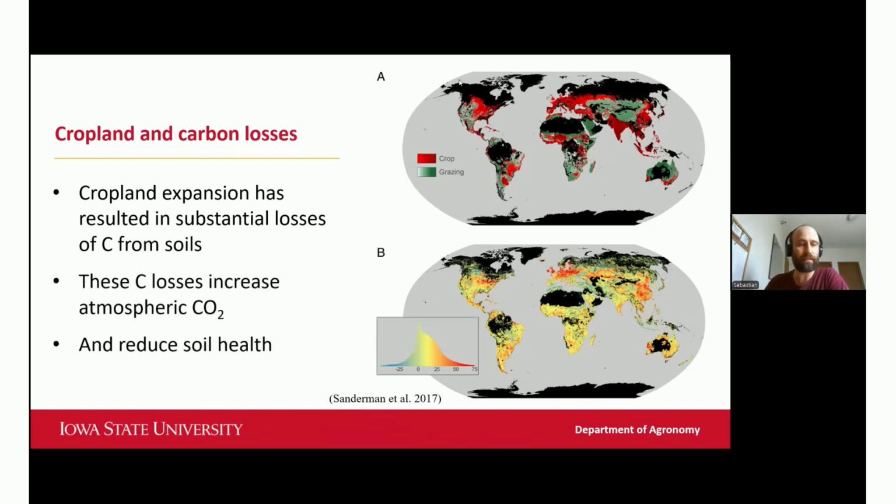And this has two important consequences. One is that the carbon losses increase atmospheric CO2, and this promotes climate change. And the other one is that when we lose carbon from soil, we reduce the soil health, because carbon is the main component of the soil organic matter, and soil organic matter affects almost all the soil properties.